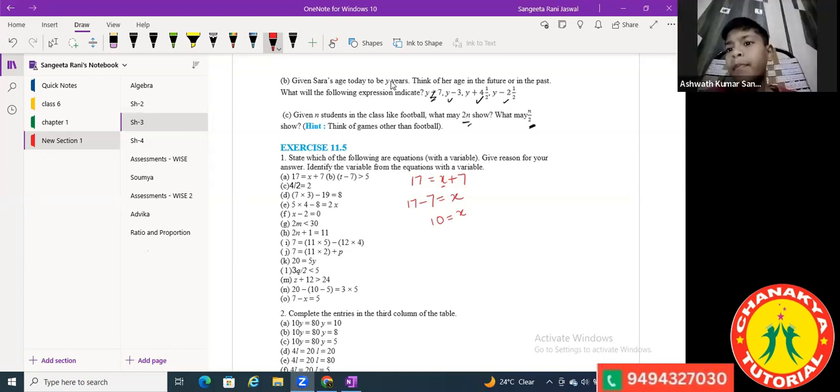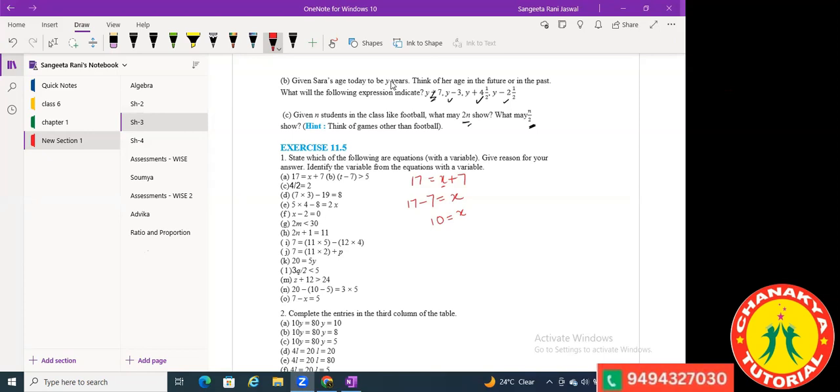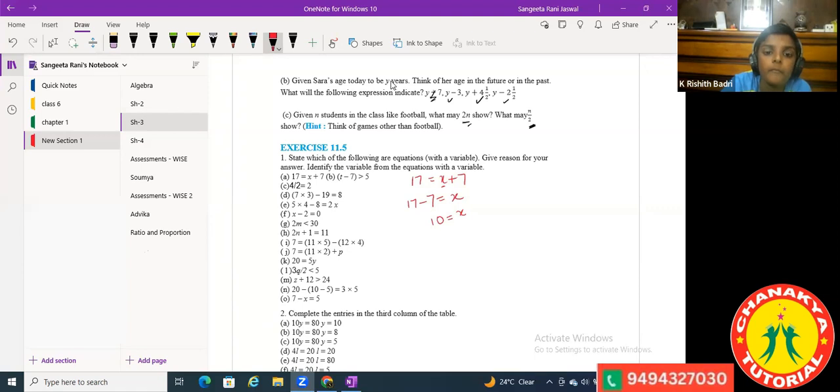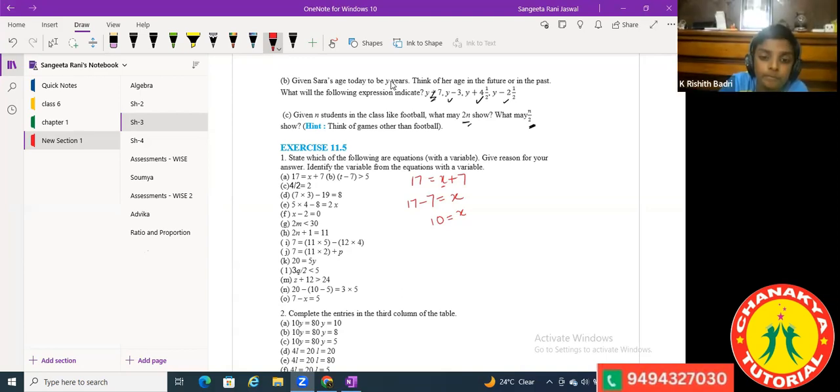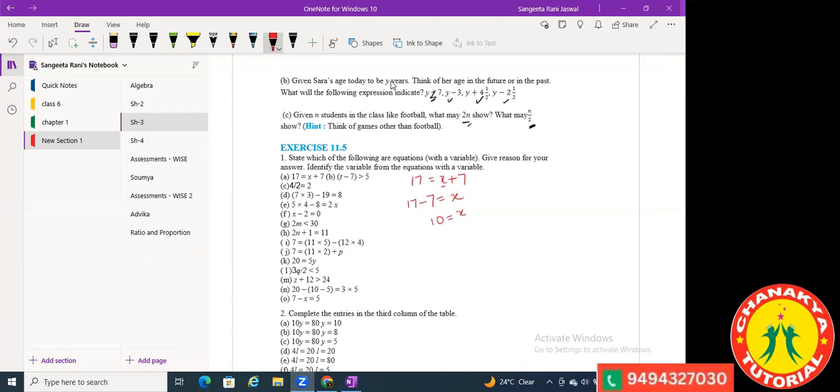And the second one is 4 by 2 is equal to 2. Is this an equation? Yes, ma'am. This is an equation, but there is no variable. Yes, there is no variable. So we can say that this is not an equation with a variable.